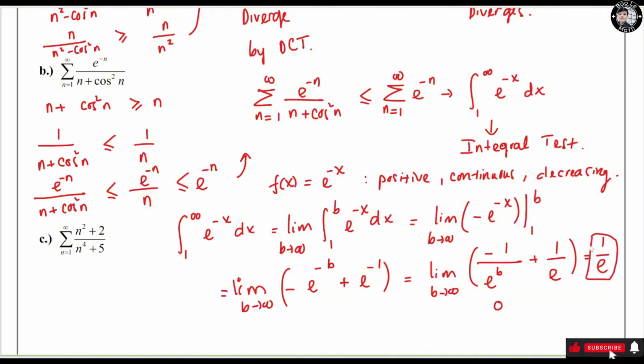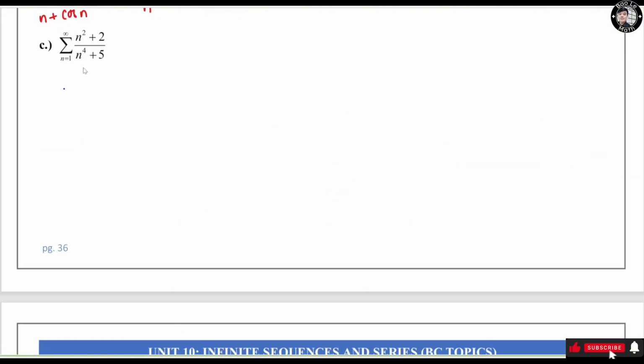And this one is actually a constant. So this integral converges, right? Now since this integral converges, this series right here must converge, right? By the integral test. Now let's move on to question C.